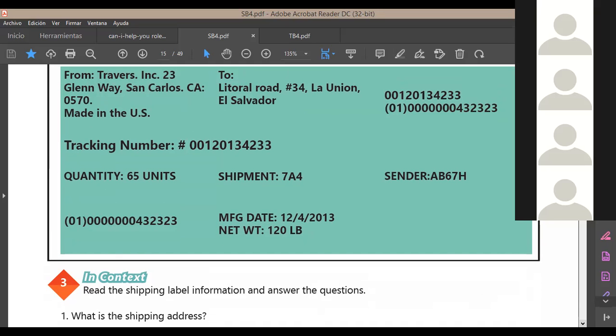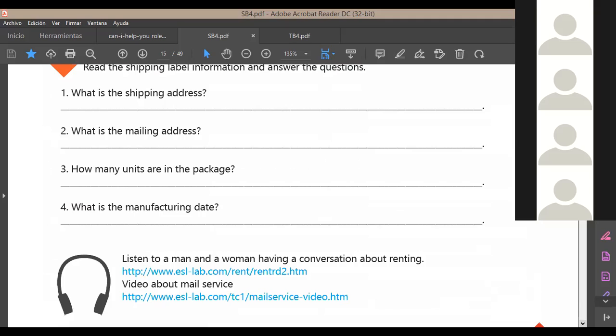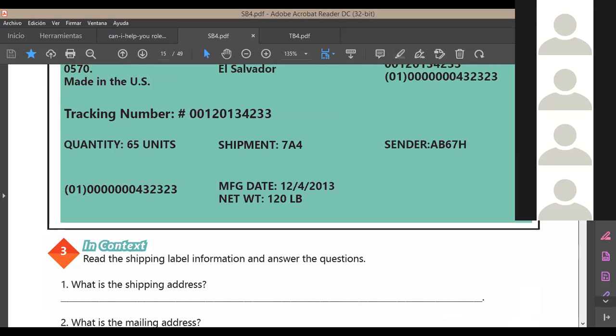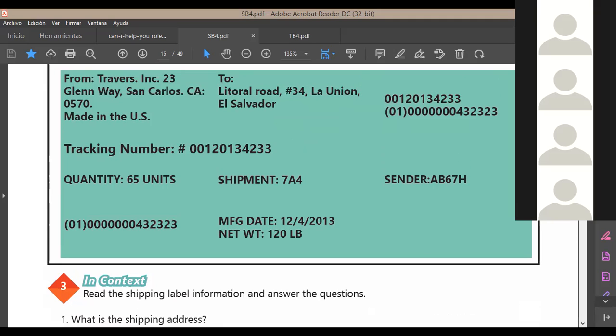What is the next one? It's a quantity. Yes, quantity. Now we have number four. What is the manufacturing date? December 4, 2013. Very good. There we are.